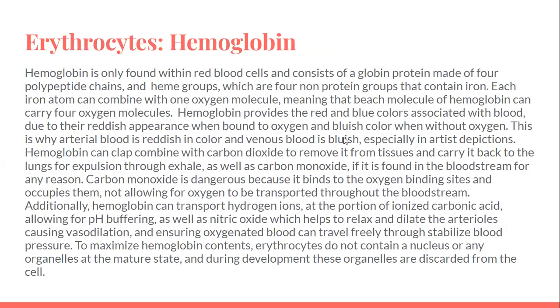So now let's talk about hemoglobin. It's only found within red blood cells, and it consists of a globin protein that's made of 4 polypeptide chains and heme groups, which are 4 non-protein groups that contain iron. So each iron atom can combine with 1 oxygen molecule. That means that each molecule of hemoglobin can carry 4 oxygen molecules. So it's very efficient. It also provides the red and blue colors associated with blood that you see on a lot of charts and diagrams.